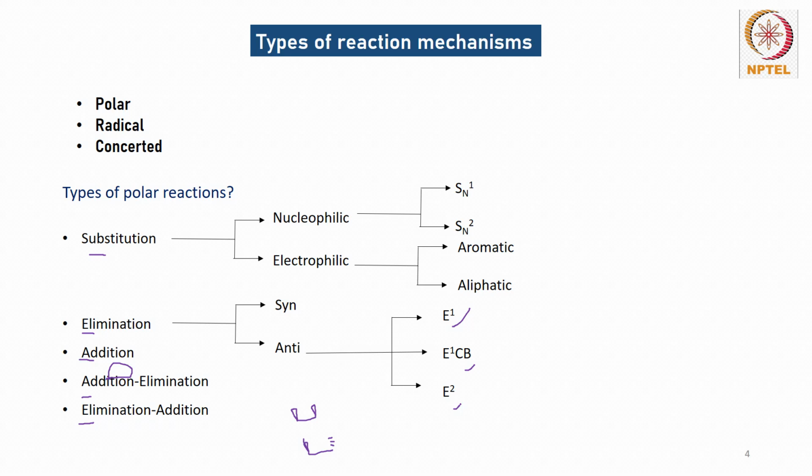In the next classes we will discuss each of them. If you want to know elaborately about each of these different types of substitution and elimination processes, you should go and check those videos. I am giving a brief: SN1 means the substrate loses the leaving group first, forming a carbocation intermediate. After that, the nucleophile attacks, and we get our substituted compound.